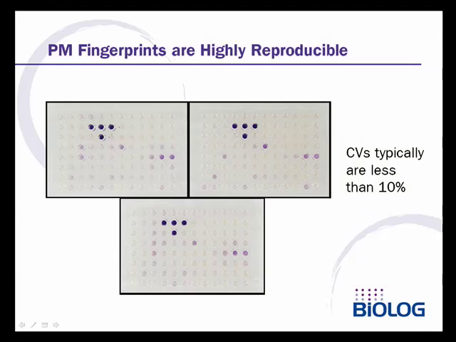Biolog's PM assays are easy to run and highly reproducible. This is critical in establishing a consistent phenotypic baseline for monitoring any changes in stability and aging, and in confirming cell identity.